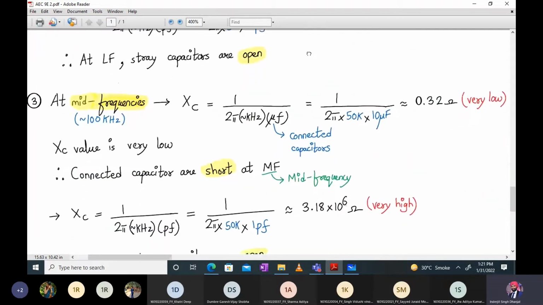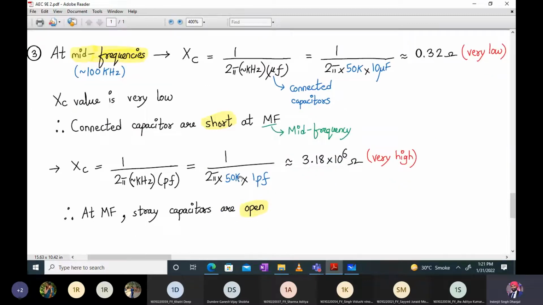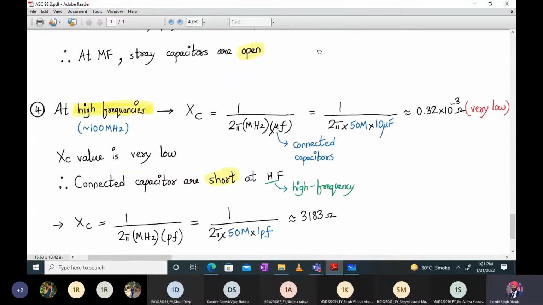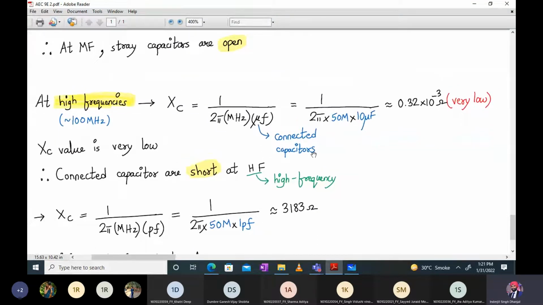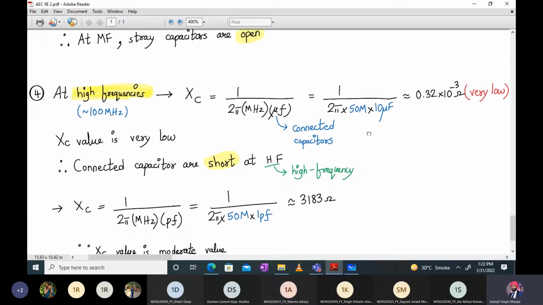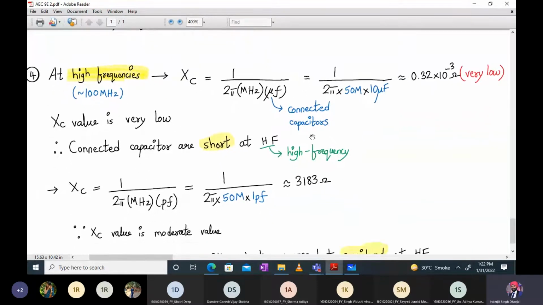At mid frequency, the connected capacitors are short circuited. At mid frequency, you all can check out with a number. Here the impedance is very, very low. That's why they are short circuited. Whereas the stray or the parasitic capacitances are open because the impedance XC is still very, very high. Next, we saw at higher frequencies, the impedance offered by the connected capacitance is very, very low, right? It's in the order of 10 raised to minus 3 ohms. So that's why connected capacitors will behave as a short circuit at higher frequency.